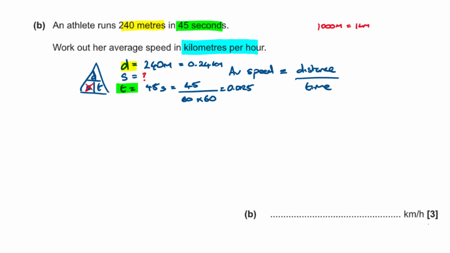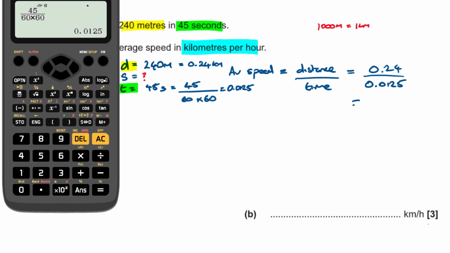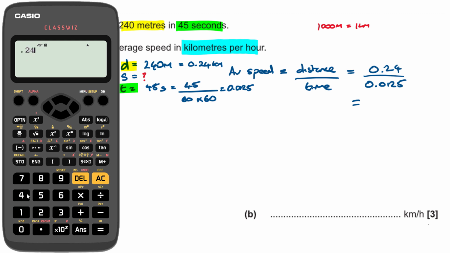Okay, so subbing that in, distance is 0.24, time is 0.0125, so then 0.24 divided by 0.0125 comes out to be 19.2.